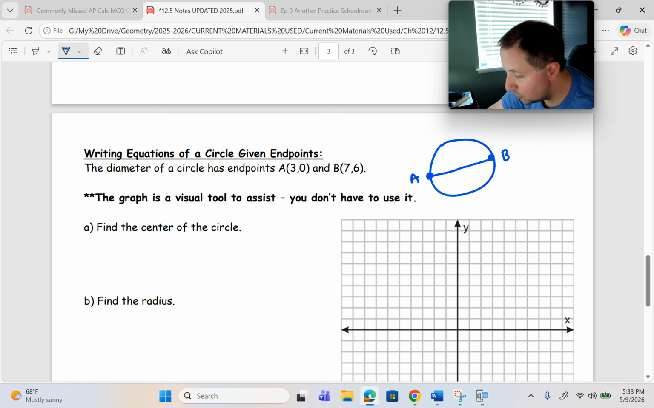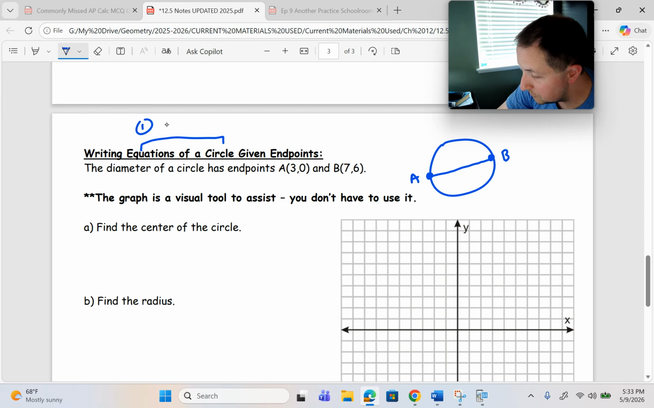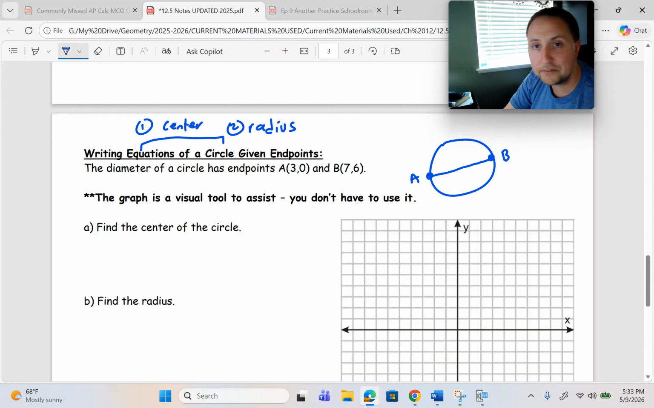In order to write the equation of that circle, I need a radius and I need the center. Remember, that's what you need for any equation of a circle: the center and the radius. The problem is, if they give you the endpoints of a diameter, they're not giving you the center and they're not giving you the radius. They're making you work for it. You've got to do a little bit of work in order to get there.